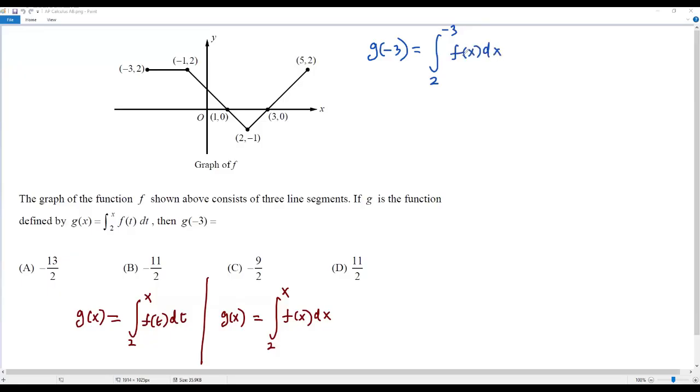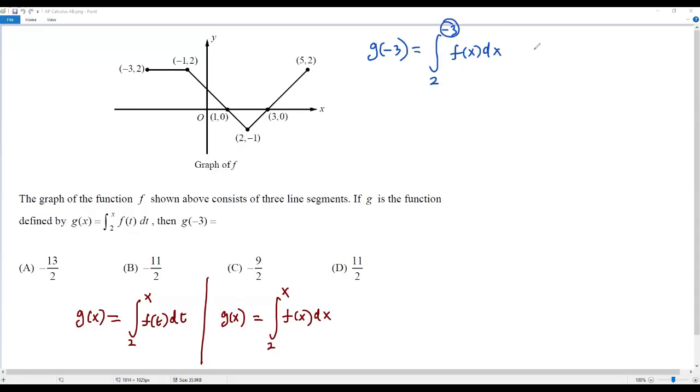Here it's a definite integral because we have the limits. The lower limit is 2 and the upper limit is negative 3. Usually in a definite integral, the lower limit is a smaller number and the upper limit is a bigger number. But in this case, the lower limit is a bigger number, that is 2, and the upper limit is a smaller number, negative 3. So before we start evaluating this definite integral, we should have a smaller value as the lower limit and a bigger value as the upper limit. For that, we have to switch the limits.